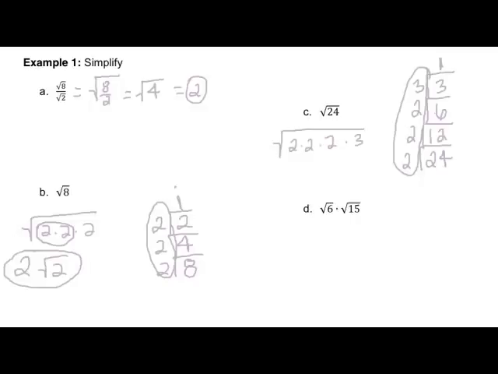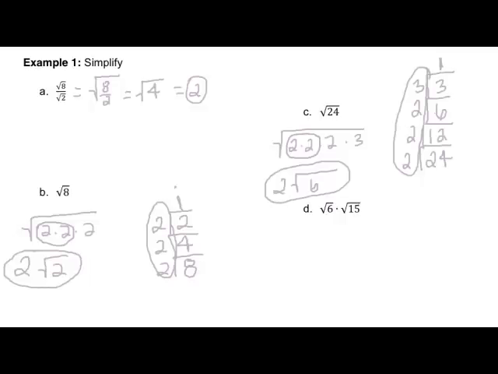Again, we're looking for groups of 2. So we have 2 2's. So again, we're going to bring a 2 outside of our radical. Now notice we have a 2 and a 3 left underneath the radical. They're not in groups, so we're just going to multiply those together, and they stay underneath the radical. So we have 2 times 3, which is 6. So our simplified answer is 2 square roots of 6.